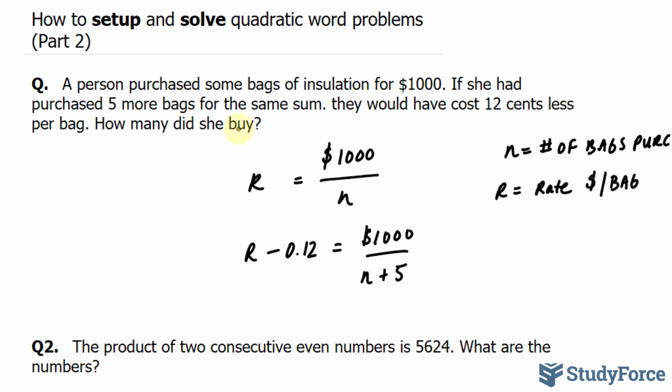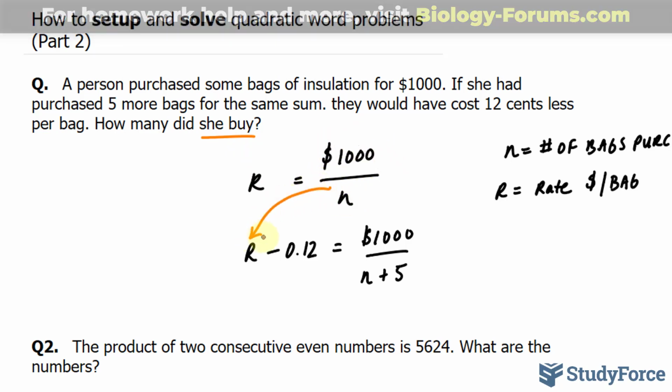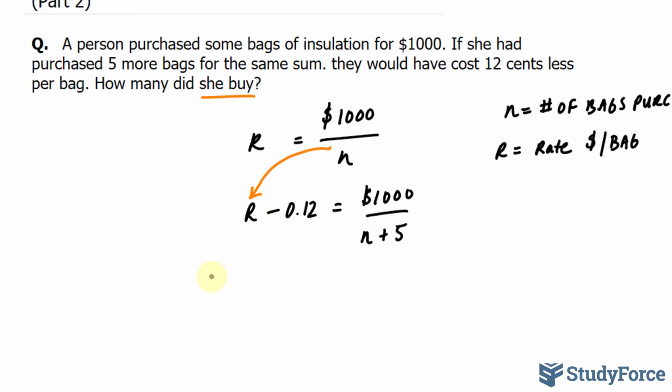Now that we have a before and after equation, we can solve for what we're looking for. We're looking for the amount of bags. How many did she buy? We're looking for N. So we need to substitute one equation into another. Notice that we have R is equal to 1,000 over N. I can substitute this into R. Let's go ahead and do that. This gives us 1,000 over N minus 0.12 is equal to 1,000 over N plus 5.